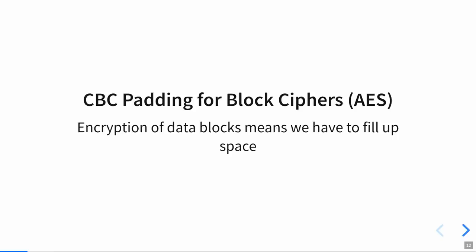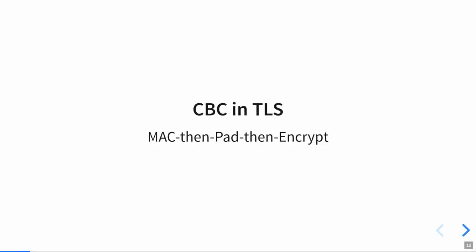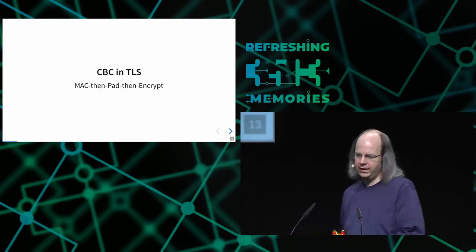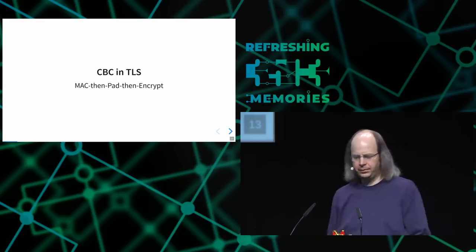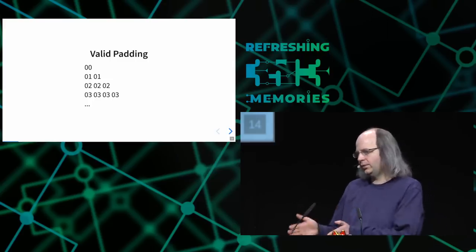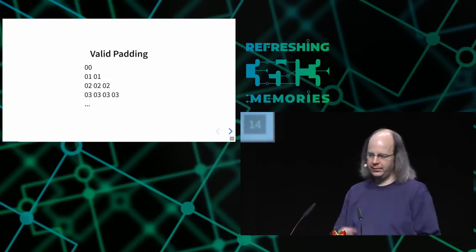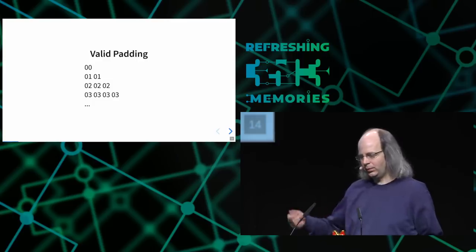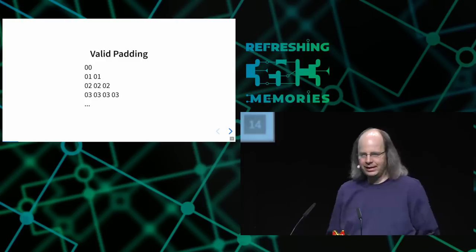Now, one thing here is that because these are blocks of data, and our data may not always be in 16-byte blocks, it may just be 5 bytes or whatever, we need to fill up that space. So we need some kind of padding. In TLS, what was done was that, first of all, we had some data. Then we added a MAC, which is something that guarantees the correctness of the data, the authentication of the data. Then we pad it up to a block size, and then we encrypt it. This order of things turned out to be very problematic. The padding is a very simple method. If we have 1 byte to fill up, we make a 0. If we have 2 bytes to fill up, we make a 1, 1. 3 bytes, 2, 2, 2, and so on. That's easy to understand, right?